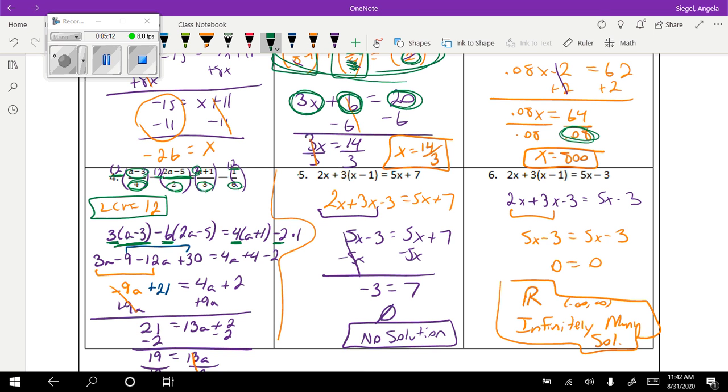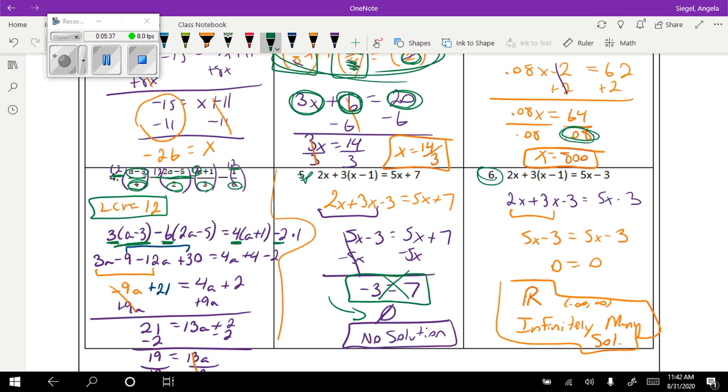For number 5, the process is really similar, except when you get down here and nothing makes sense. If I had -3 equals 7, that does not make sense. So whenever you come up with a situation like that, your answer is going to be no solution. No number that you put in for x is going to work.